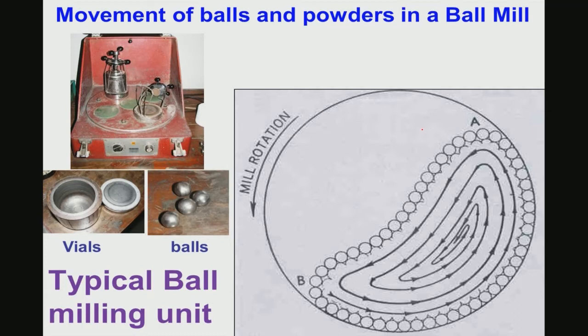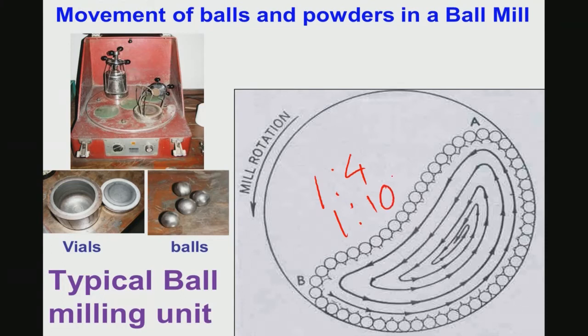Once you have these powder particles, you have to mix them with other phases, other ceramics or metals, and then you can use a ball mill. In this mill, the powder to ball ratio is typically maintained at 1:4 or higher, and it can go up to 1:10.